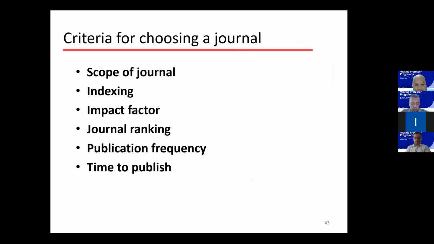So these are the criteria to choose a journal: scope of the journal, index, is it Scopus or ISI, impact, journal ranking, and publication frequency, meaning in a year how many times they publish. Maybe some journals publish every month, some journals every time, for example IEEE Access. IEEE Access is a Q1 journal. However, the charges are expensive.